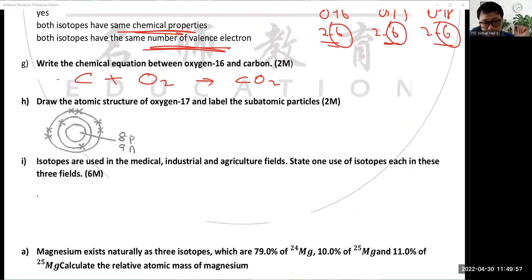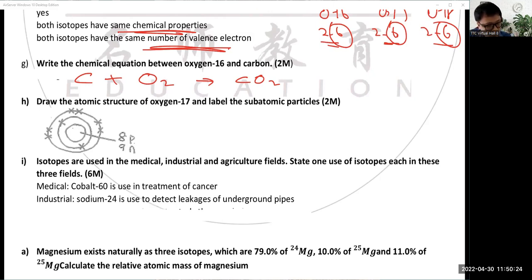So state one of the uses of the isotope in each field. First thing you must know is that copper-60 is used to treat cancer. In school exams or even SPM, there are a few isotopes they always ask. If you do a few questions, you realize the isotope they ask is always similar. For example, you need to know copper-60 has very high radiation, so you're able to kill any cell. So we can use it to kill the cancer cell.